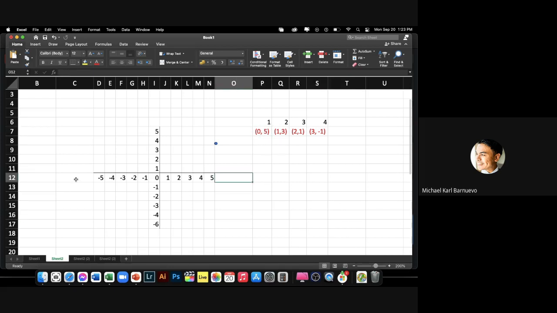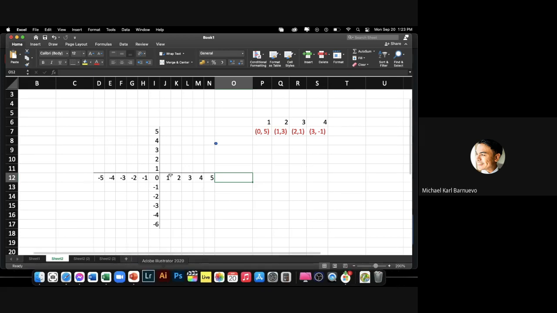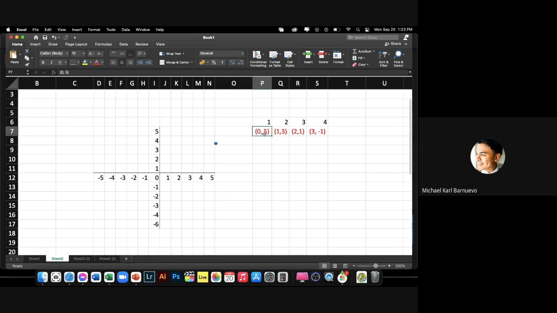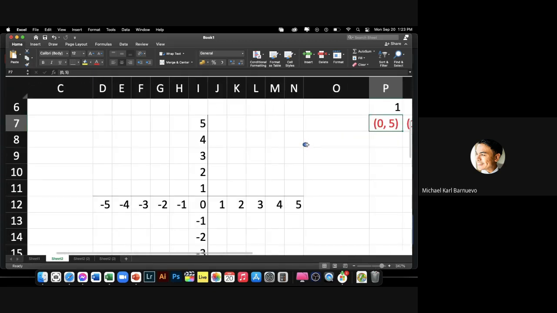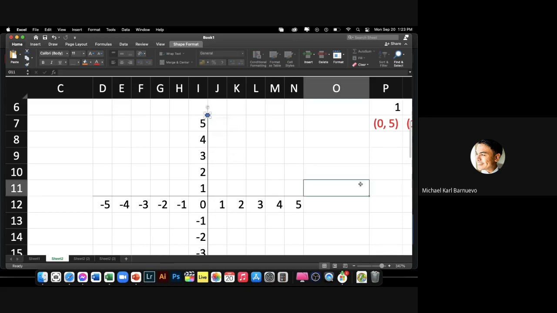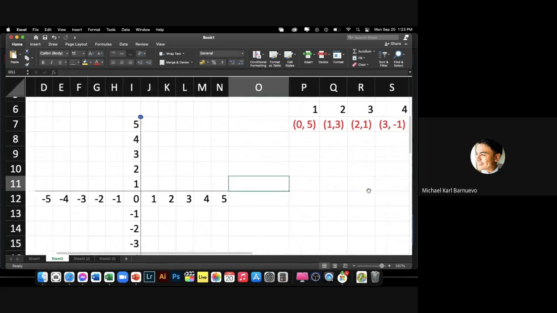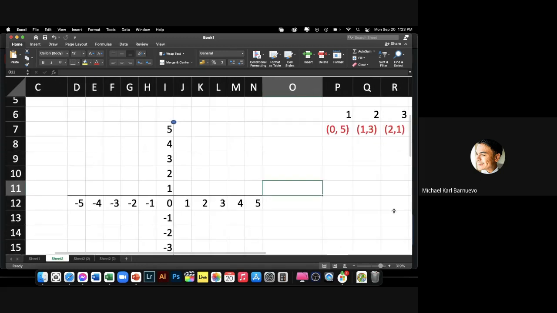Okay? X-axis, again, this is yung pahiga. Y-axis naman is yung patayo. Okay? 0, 5. So, our first x is 0, then yung y natin is 5. So ilalagay natin yung first plot natin over here. Okay? How about the second one? X is equal to 1, y is equal to 3. So, our second plot, 1 ang x, 3 ang y. So ilalagay natin dito. 1, 2, 3.